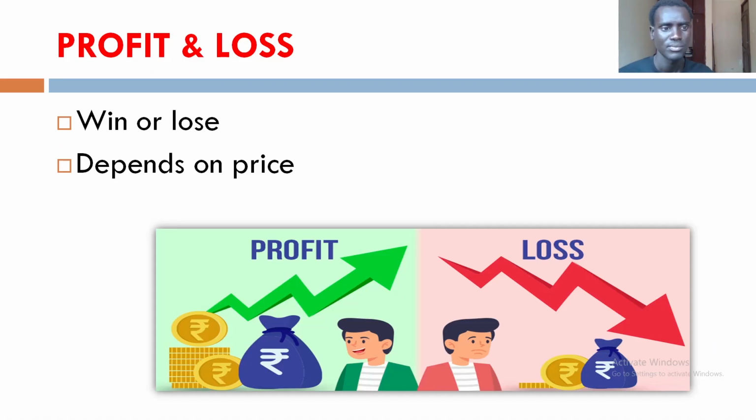Profit and loss. These two are very important, right? And they are working together. It's like left and right. Win or lose. And wins and losses depend on price movement. How prices react to each other, that's how we win or we lose.